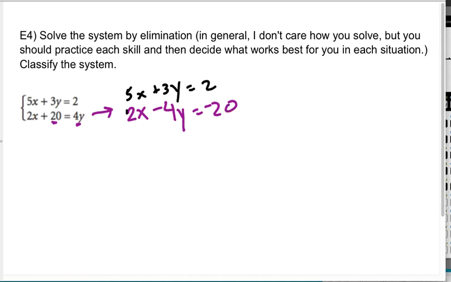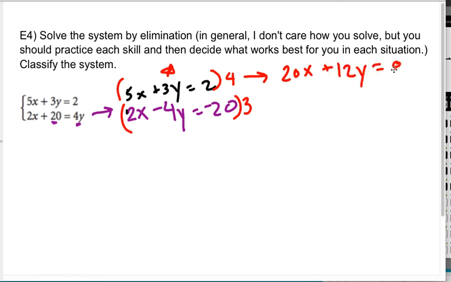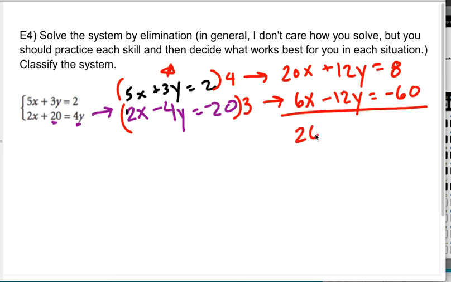But I'm going to go ahead and pick that I want to eliminate the y's. So in order to eliminate the y's, I need a 12 and a negative 12. I know they're 12s because the least common multiple of 3 and 4 is 12. So I'm going to multiply the top by a 4. I'm going to multiply the bottom by a 3. And what's going to happen when I do that is I'm going to get 20x plus 12y equals 8. And I'm going to get 6x minus 12y equals negative 60. When I add straight down, I'm going to get 26x. The y's cancel. 26x is going to be a negative 52, so x is a negative 2.